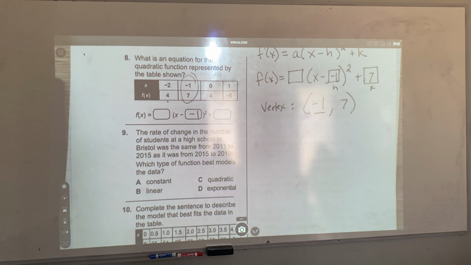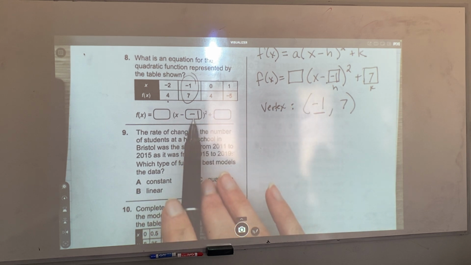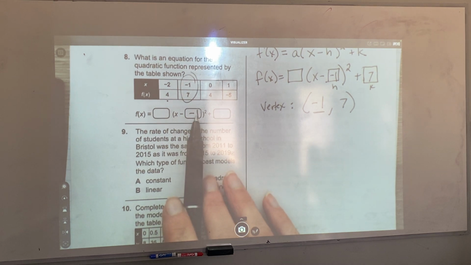Yeah, so if it's X minus -1, but it's already in parentheses... Oh, wait, never mind. There's no parentheses, it's just an empty box. The empty box in the answer key will protect your sign for you, because you're not actually going to simplify this. This is how you're going to type in your answer.